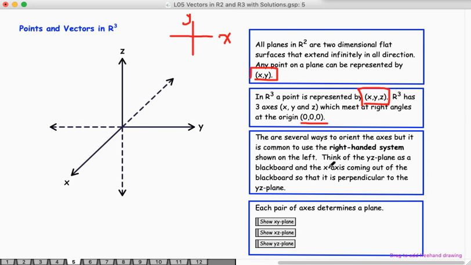It turns out the method we're going to be using for orientation is the right-hand system that's shown on the left. And if we think of the YZ plane as the blackboard and the x-axis is coming out. Now students maintain that they hate this, they don't like this, but I do want to show you that this plane that's sitting right here, that's the XY plane.